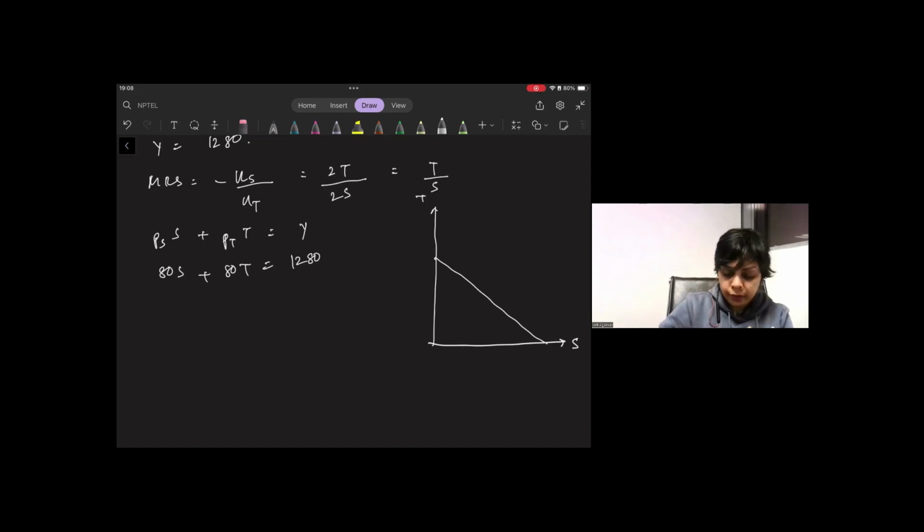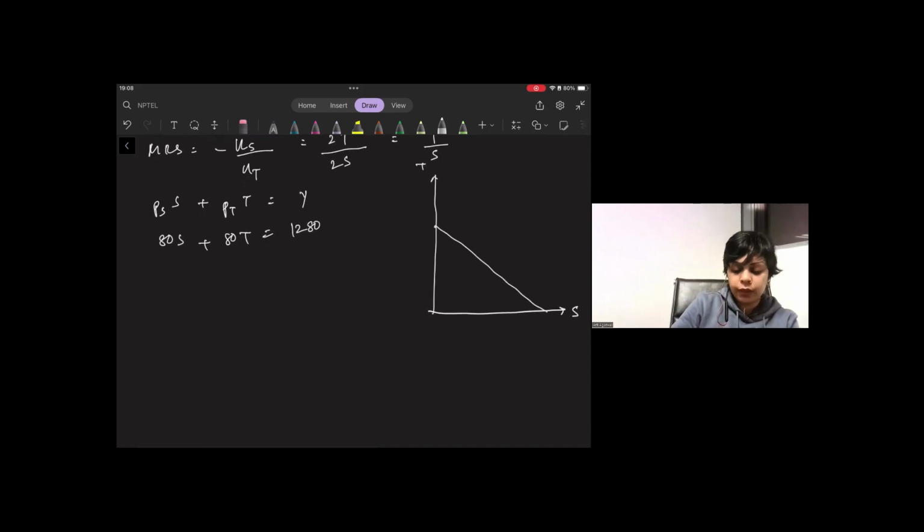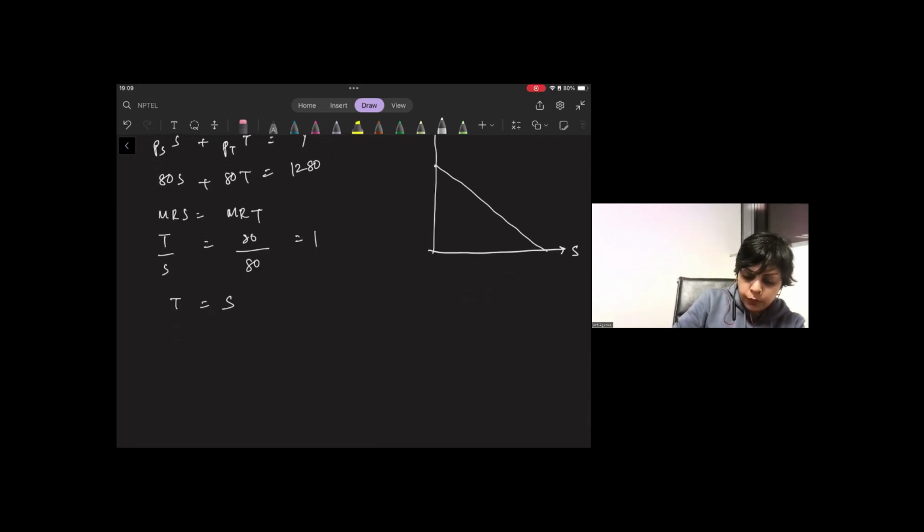So if you take MRS equal to MRT in this case, MRS is, sorry, not S, T by S. T by S is equal to MRT, which is PX by PY, which is 80 by 80, which is equal to 1. So we get T is equal to S, a very simple relation. Now the equation becomes quite simple. It becomes 80S plus 80T, which is 160S, equal to 1280.